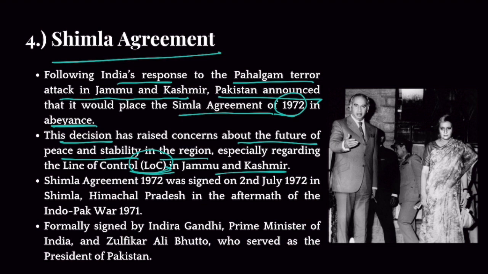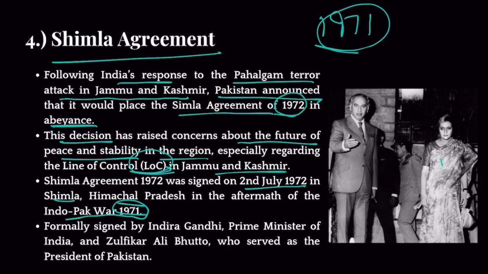Now, about Shimla Agreement. So, Shimla Agreement was signed after India defeated Pakistan in the 1971 Bangladesh Liberation War. Okay, so it was signed on 2nd July 1972 in Shimla, Himachal Pradesh in the aftermath of Indo-Pak War 1971. It was signed by India's Prime Minister Indira Gandhi and the then President of Pakistan, Zulfikar Ali Bhutto.